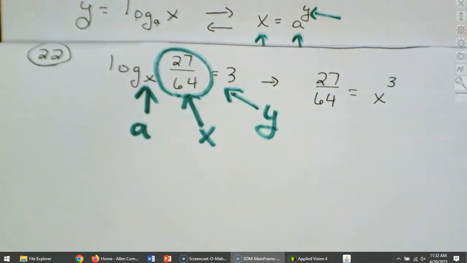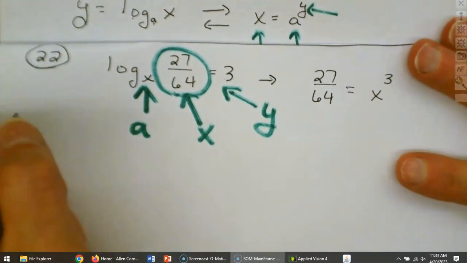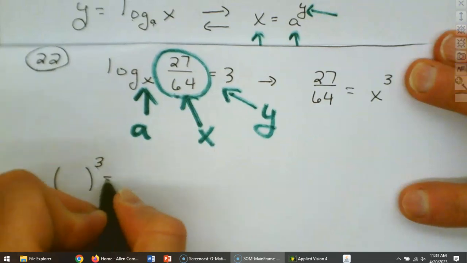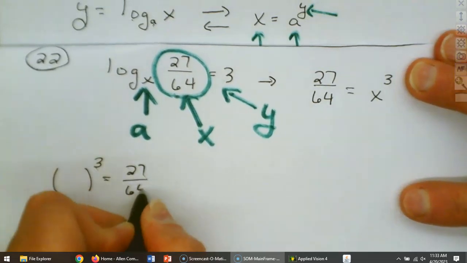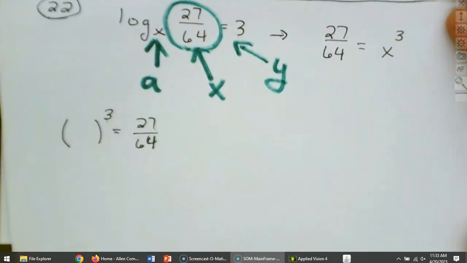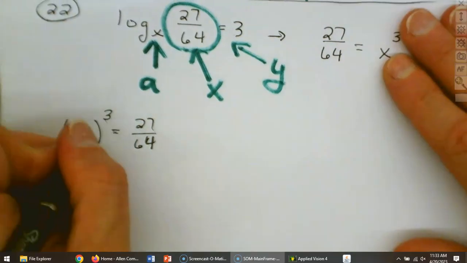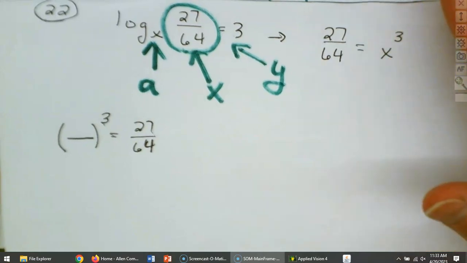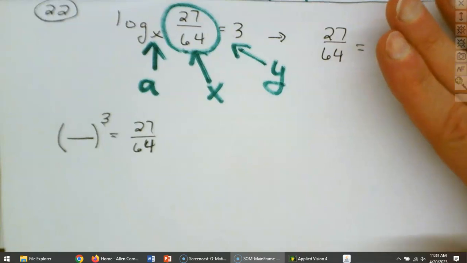Okay, now, how would I solve this? Well, the last one, we had to get the bases to be the same, right? Force the exponents to be the same. The converse is also true. If I can force the exponents to be the same, then the bases must be the same. So let's see what we can do with this 27 over 64. What number cubed makes it 27? What number can I cube to make it a 27?